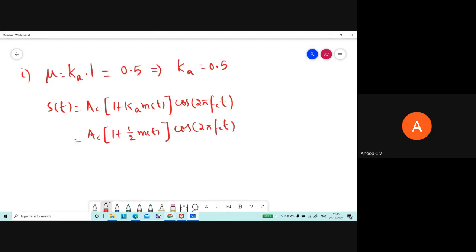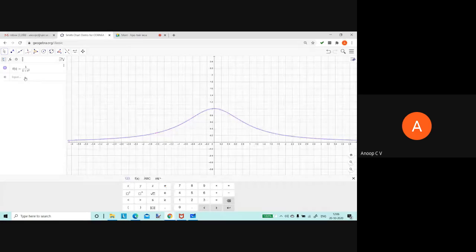What we'll do is initially we'll try it in our GeoGebra, and we'll come back to our whiteboard and see how to sketch that. So we have m of t here, that is actually f of t. Now what is the expression? Maybe I'll write Ac. I'll assume Ac to be equal to 1 now. Fc to be equal to, any suggestion on fc? What value should I take? Fc I'll take as 10. Would that be fine? Yeah, I'll take fc as 10.